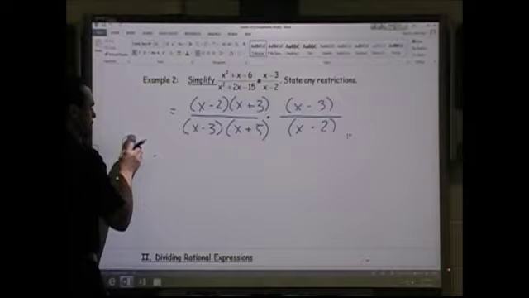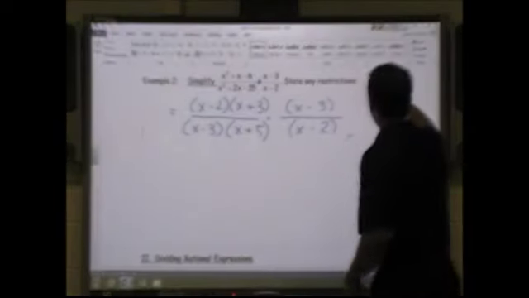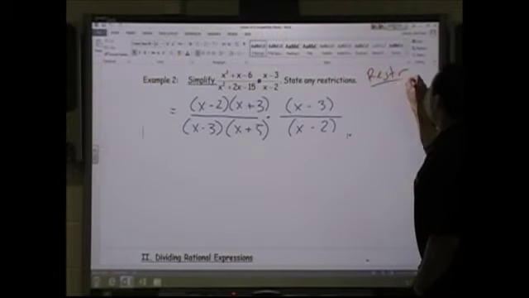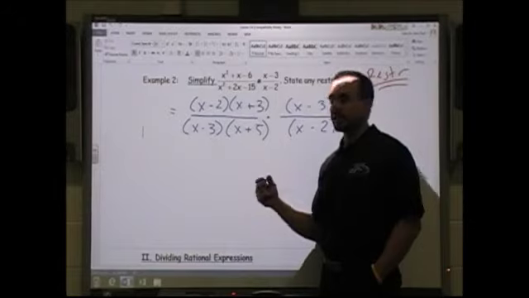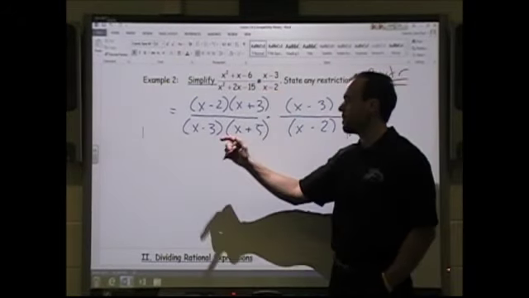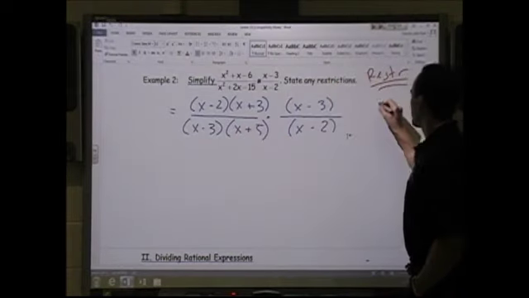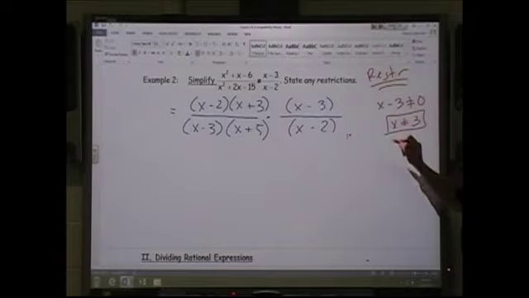Step number 2 is state all of the restrictions. So now off to the side, I have to state all my restrictions. The restrictions are, none of the factors on the bottom can be equal to 0. Just on the denominator. The numerator, it doesn't matter. The denominator only. So that first one, x minus 3, that cannot equal 0. And that means x cannot equal positive 3. So that's my first restriction.